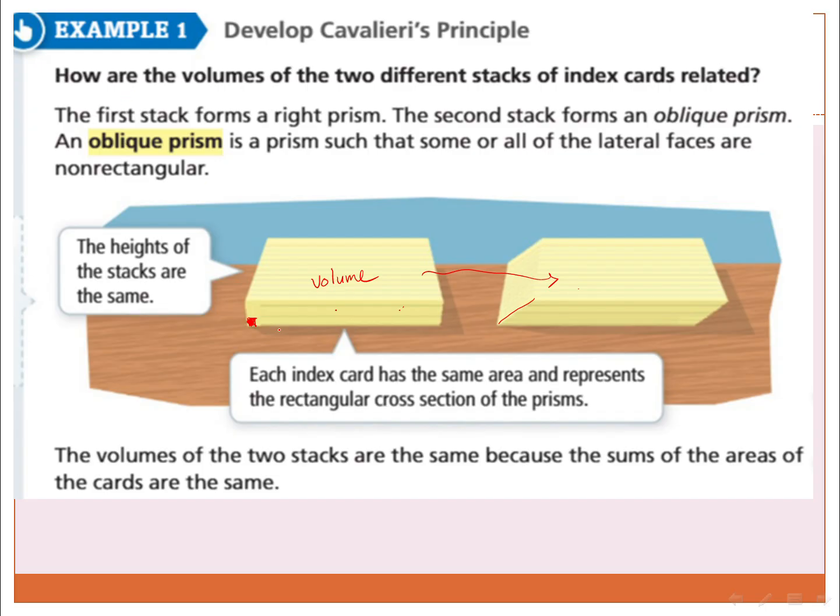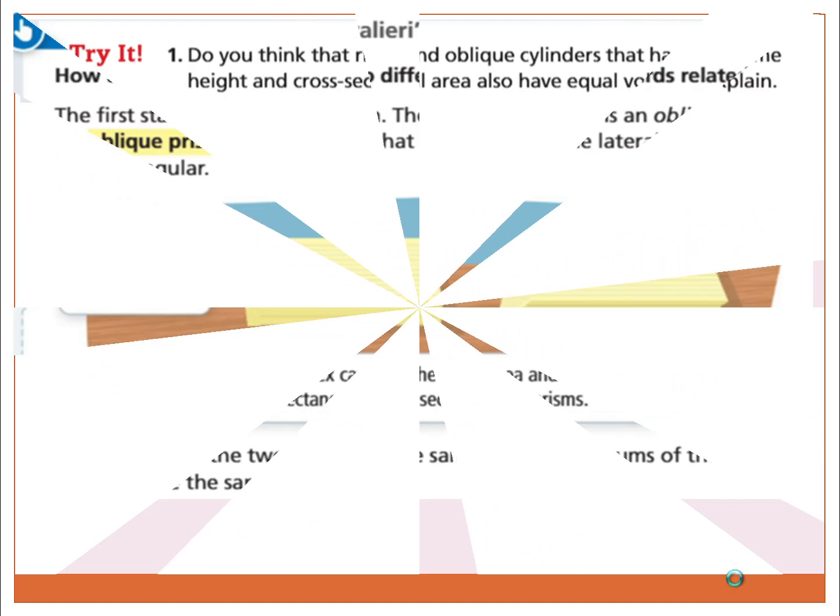What is the difference between a right prism and an oblique prism? In the right prism that I have here, all the lateral faces are rectangles, as you can see, but in the oblique prism the lateral faces are not rectangles. As you can see, I have kind of parallelograms. So the volume of the two stacks is the same because the sums of the areas of the cards are the same. We still have the same volume.